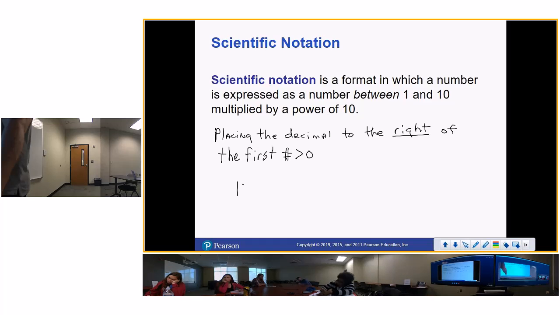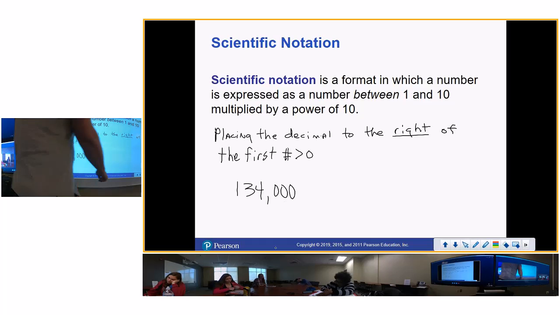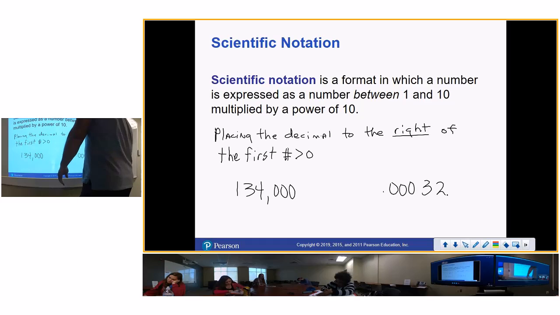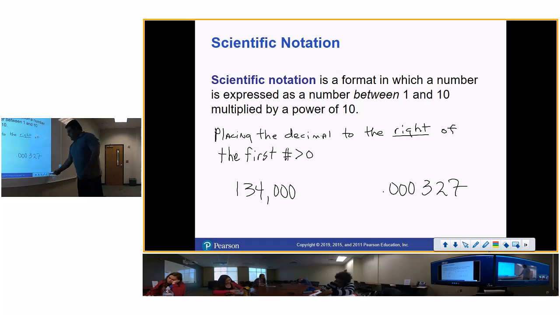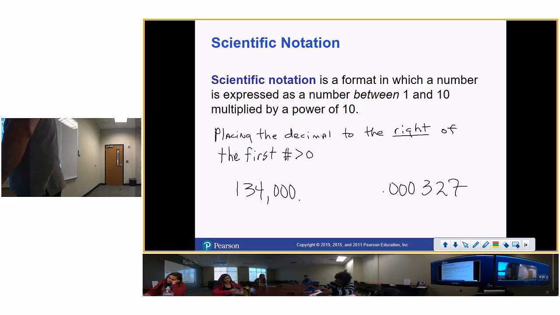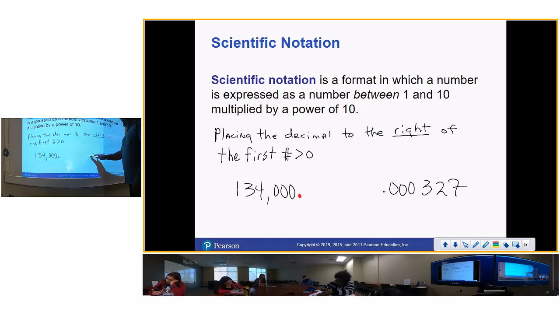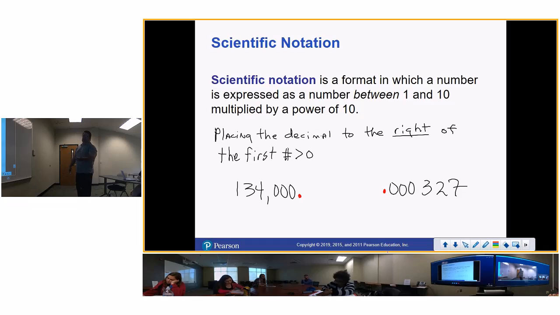So 134,000 and 0.0000327. Where is the decimal on both of these numbers? On a whole number, the decimal is where? At the end. It's never seen, but it's right there. On a decimal, it is seen. It is right there.